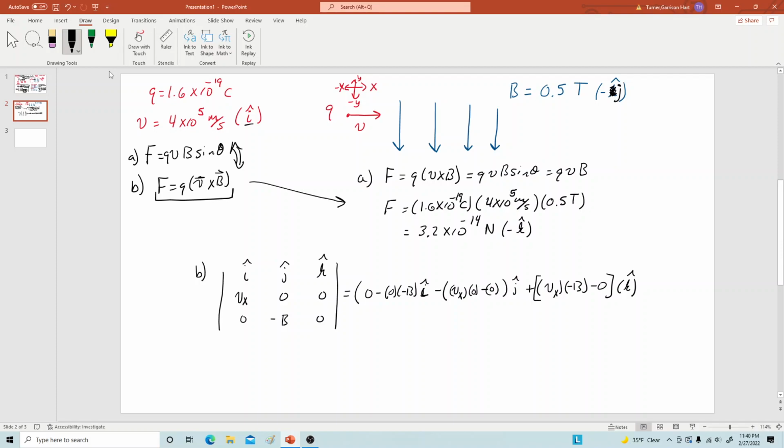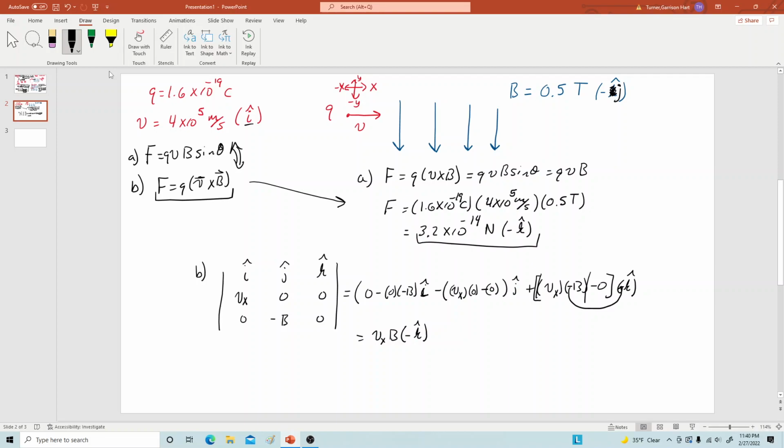And so the V cross B gives you the velocity in the x direction times the magnetic field in the negative k direction. I'm allowed to take this negative sign and apply it to the unit vector. That way this just gives me the magnitude, and the sign gives me the direction. And that's exactly what we have here.